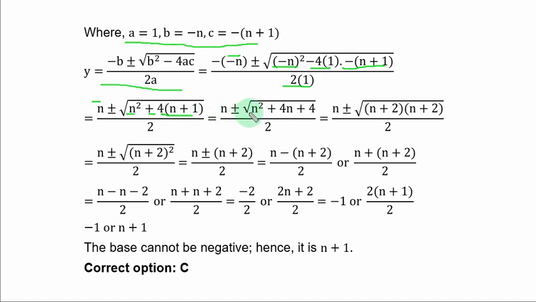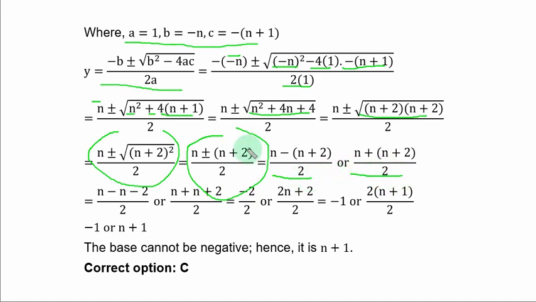If you expand the bracket, you have this. When you factorize this, you have it in this form, and this can be written as n plus 2 all squared. Square root will remove the square, so you have n plus minus bracket open n plus 2 bracket close over 2. Because of the plus minus, you express this term twice using minus or plus.